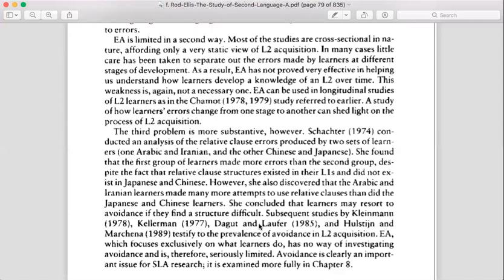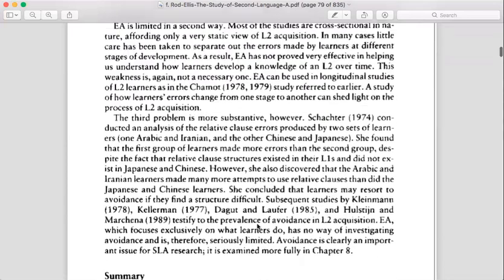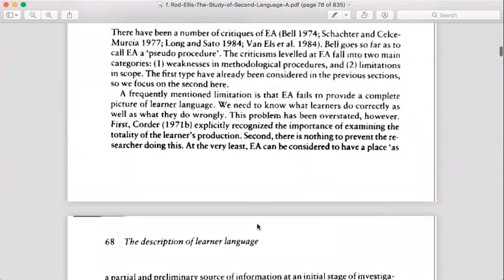And sometimes it happens that some of the structures which are not present in the first language but are present in the second language are used well by learners who do not have those structures, while learners who have similar structures in the first language and the second language make errors while using the same structures in the second language. So these are some of the limitations.